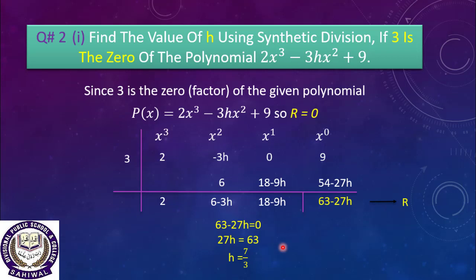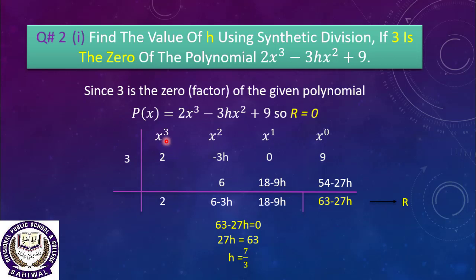Now we have question number 2. This is part 1. We have to find the value of h by using synthetic division, if 3 is the zero of the polynomial 2x cubed minus 3h x squared plus 9. Since 3 is the zero of the polynomial, it means the remainder should be equal to 0.